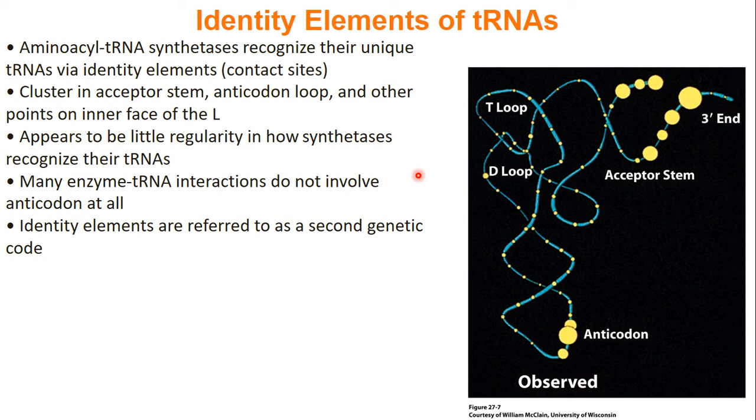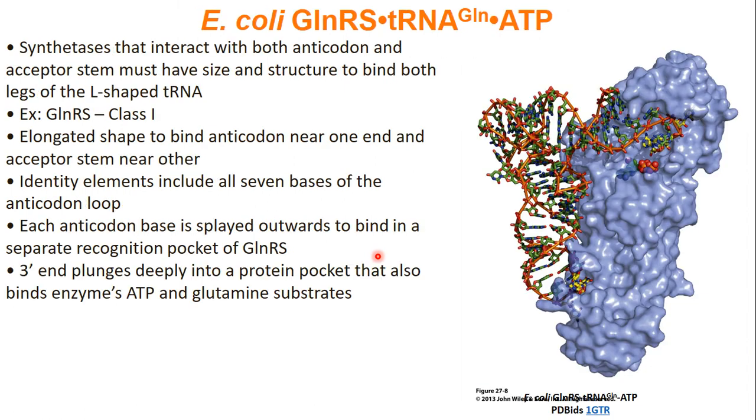So it would make sense that there's a little regularity in how they recognize their tRNAs. And not all of the AARSs use the anticodon. Only some of them do. And these identity elements are so varied in how they interact with the AARS that they are sometimes referred to as a second genetic code that's currently trying to be cracked: how do the tRNA and AARSs interact with each other?